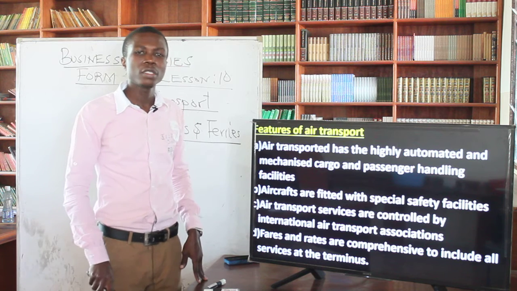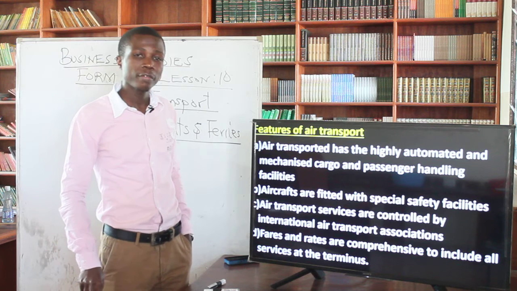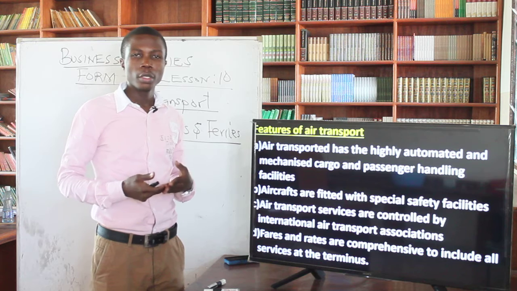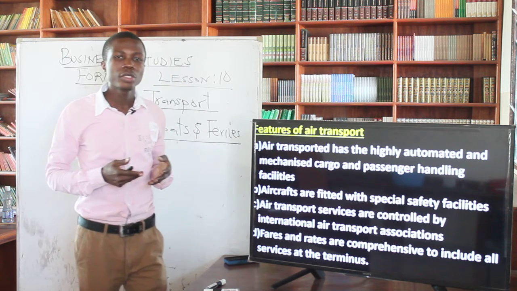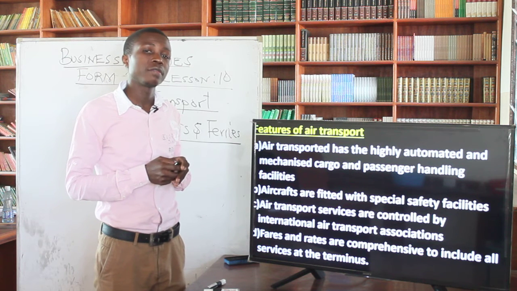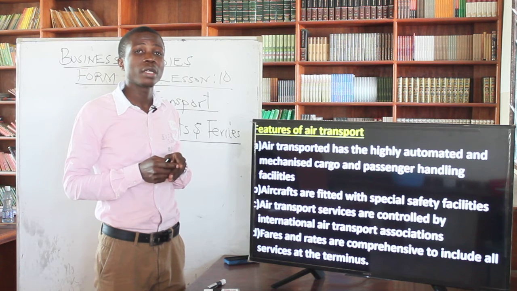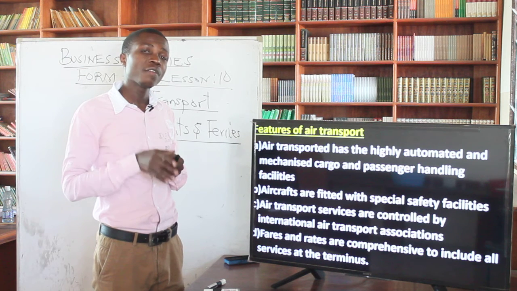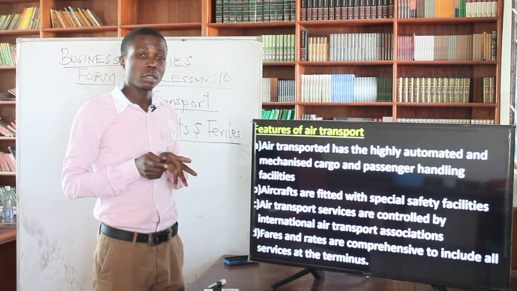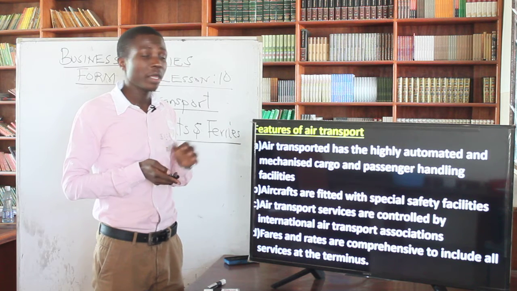Then aircraft are fitted with special safety facilities. Air transport services are controlled by the International Air Transport Association, and fares and rates are comprehensive. They include all services at the terminals. Comprehensive means that it has a fixed rate, and it is controlled by one body. Understand? These are the features, the characteristics of air transport.